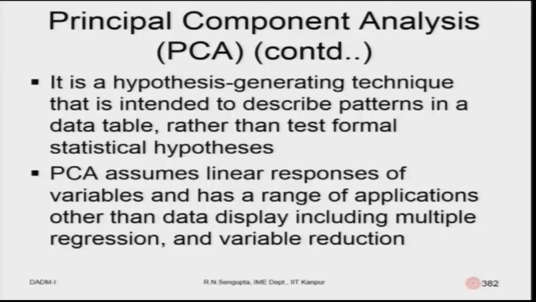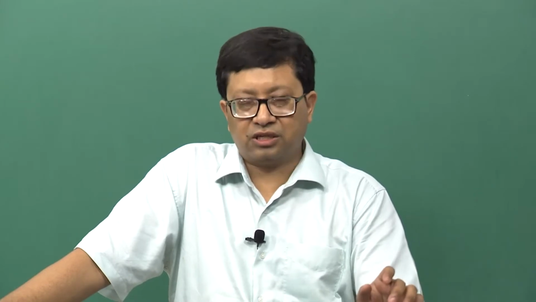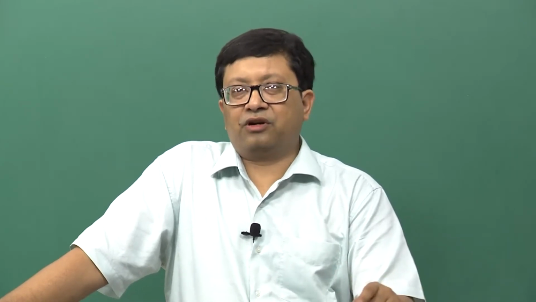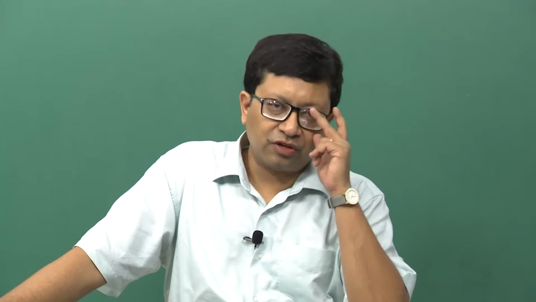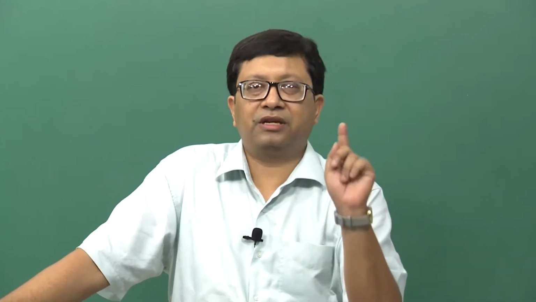PCA assumes linear response of variables. So, obviously, we will have the relationship between the dependent and the independent variables. I should use the word independent variables in the sense that there is more than one variable. So, consider this x1, x2, x3 till xp, and you want to find out the relationship of each of them on the dependent structure. This has nothing to do with multiple linear regression.